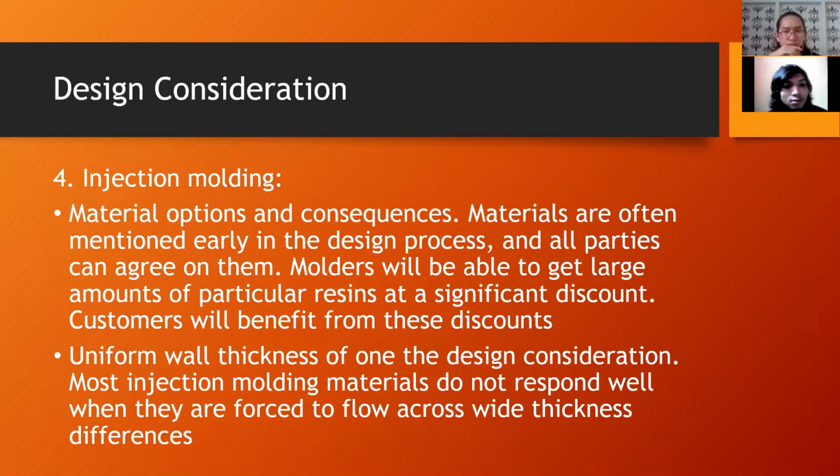Then, for design considerations, injection molding. First, material options and consequences. Materials are often mentioned early in the design process and all parties can agree on them. Molders will be able to get large amounts of particular resins at a significant discount. Customers will benefit from these discounts. Then, uniform wall thickness. Most injection molding materials do not respond well when they are forced to flow across wide thickness differences.